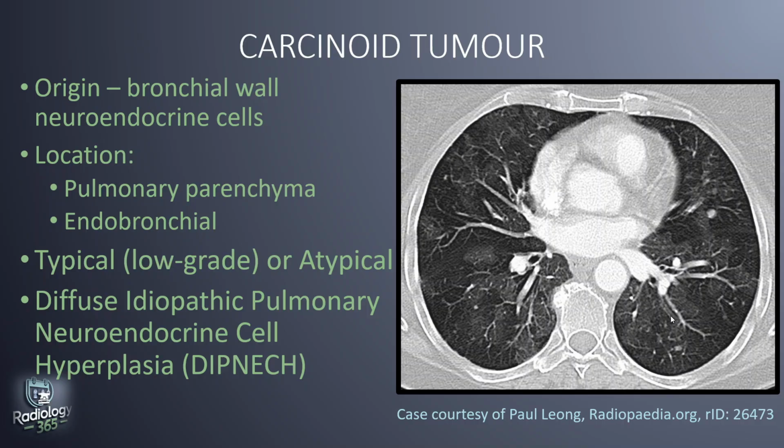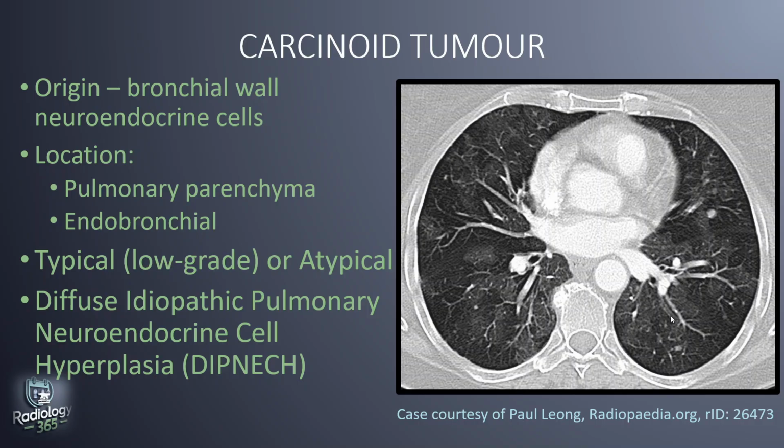Now, carcinoid may be typical, that's the low grade, or it may also be atypical, which is a more aggressive variant. The typical carcinoids that don't have nodal or distant metastasis will have excellent prognosis. In a 5-year period, about 92% of these patients would still survive. The atypical ones, the more aggressive ones, tend to arise more peripherally and they have worse prognosis, again, because they are more aggressive.